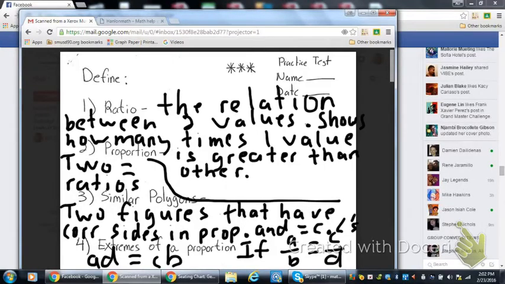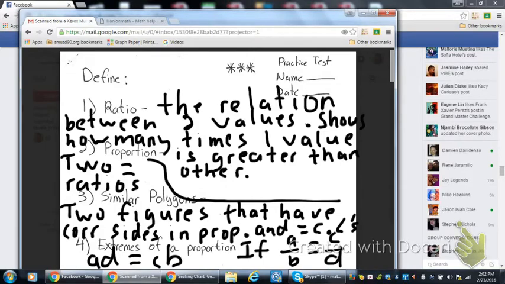Okay, so these are straightforward definitions. A ratio is the relation between two values. It shows how many times one value is greater than the other. A proportion is simply two equal ratios.